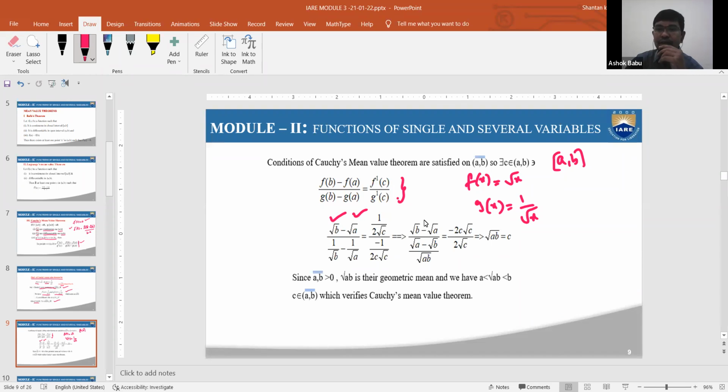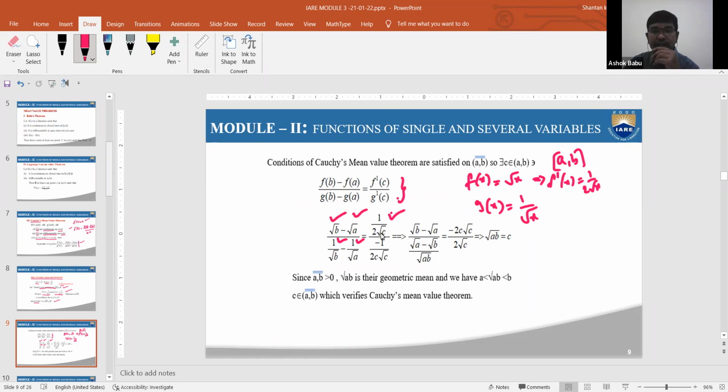g of b is nothing but 1 by root b, since 1 by root x is the function. Therefore, 1 by root b minus g of a, that means 1 by root a, is equal to f dash of c. That f dash of c: if f of x is root x, then f dash of x is 1 by 2 root x. Therefore, f dash of c is equal to 1 by 2 root c.